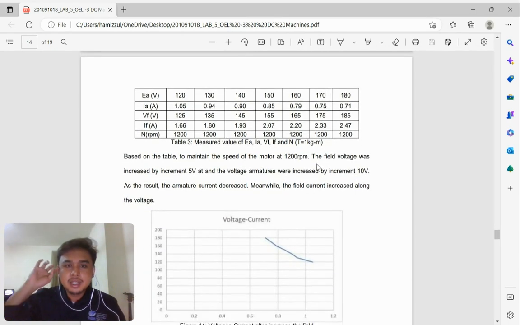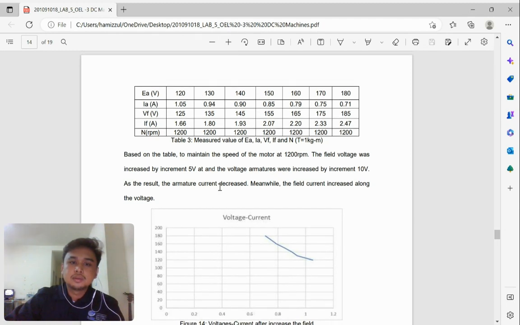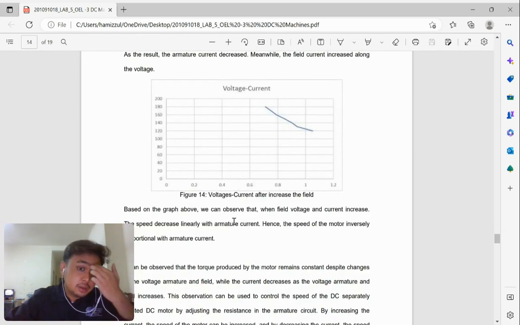And for the second test, we get this result table by changing the field voltage, increasing it by 5 volt, and the armature voltage, increasing it by 10 volt. Based on the result, we can observe that when the field voltage and current increase, the speed decreases linearly with armature current. Hence, the speed of the motor is inversely proportional to the armature current.